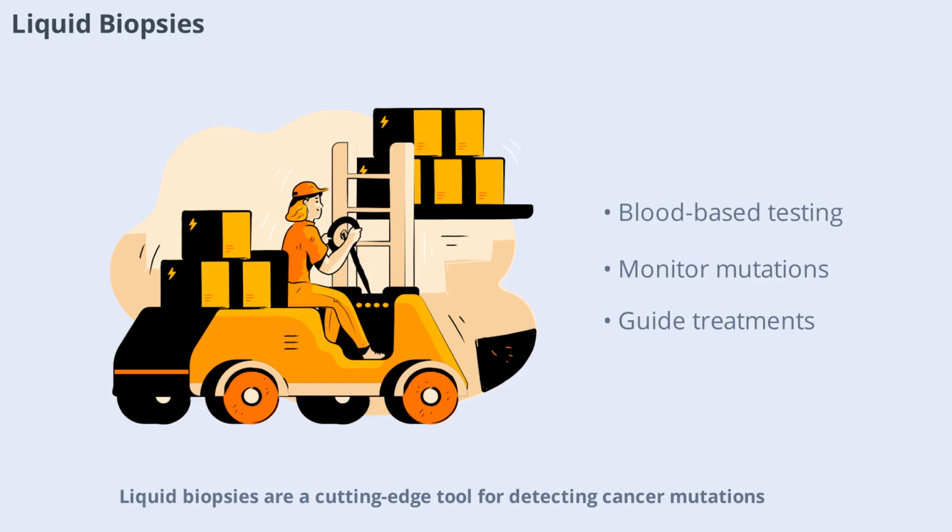Liquid biopsies are a cutting-edge tool for detecting cancer mutations. Instead of taking a tissue sample, doctors can analyze DNA from a simple blood draw. This makes it easier to monitor cancer over time and catch new mutations as they arise, helping guide treatment decisions.